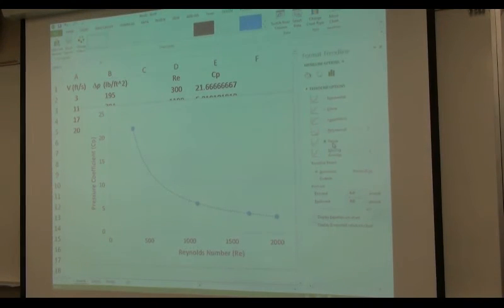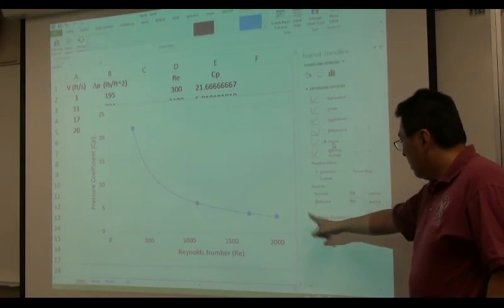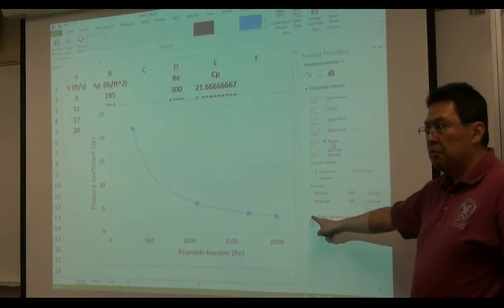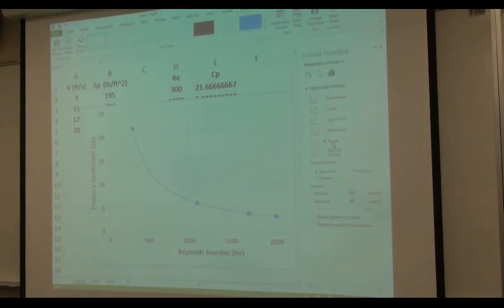Now, there's a trick. Click on display equation on chart right here. Microsoft Excel squeezes out the equation which is used to curve fit, showing on the display right here. Okay, so this is the equation you used to curve fit those 4 data points.